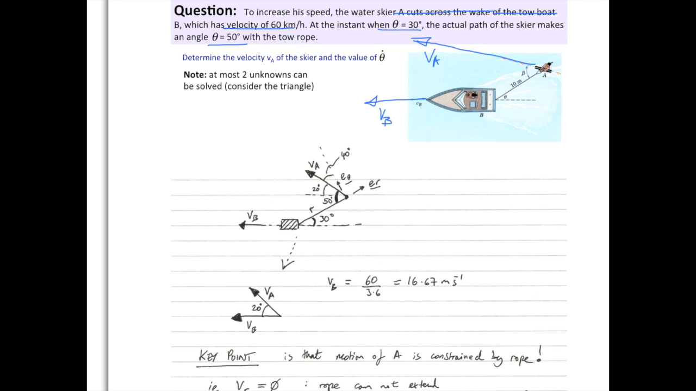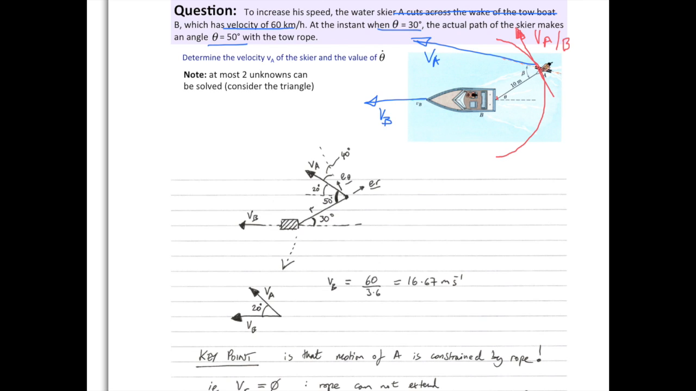Now, the important thing here is to note that because it's connected by this rigid bar, the motion of the water skier is constricted to this circle of radius 10 meters, and its relative speed is going to be tangential to this. So the speed that the skier can make with respect to the boat, or VA with respect to B, is going to be in this direction, tangential to the radius.